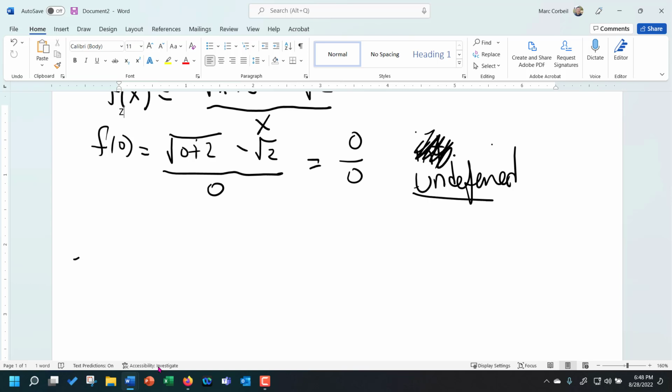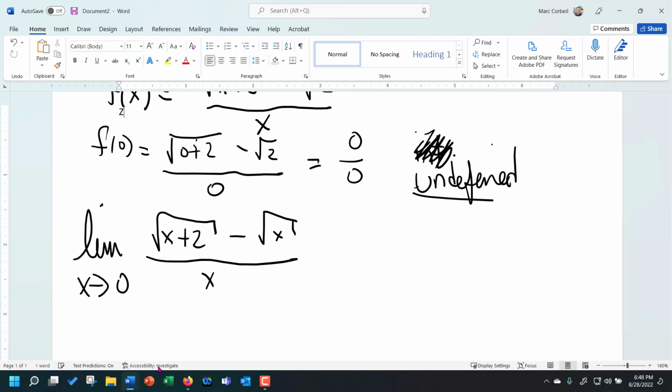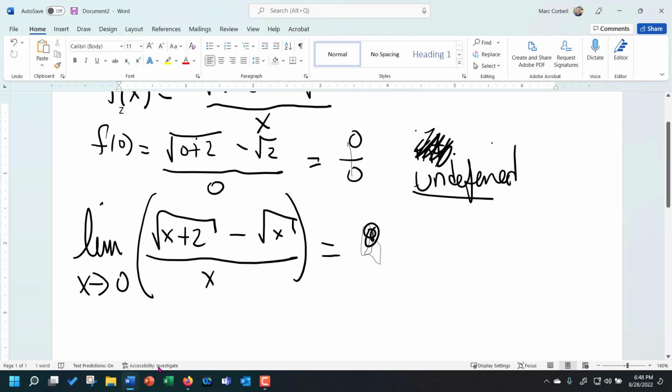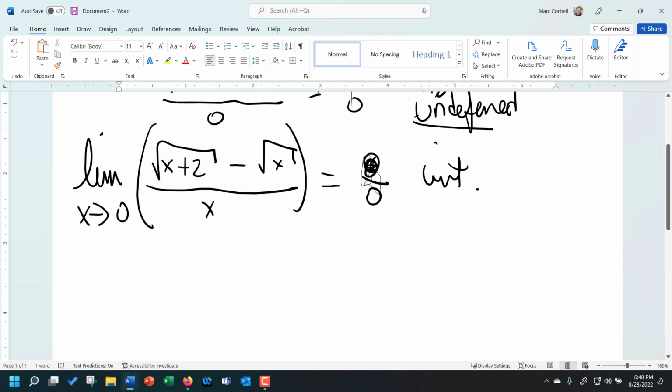But when I do it as a limit, it's going to be indeterminate. So let's do it as a limit. X approaches 0. We'll use our function, x plus 2 minus the square root of x, all over x. Now we can put that in a bracket just to keep it handy. And we do that limit. That limit will be expressed a little differently, 0 over 0, which is that indeterminate bit. So what could we do with this?